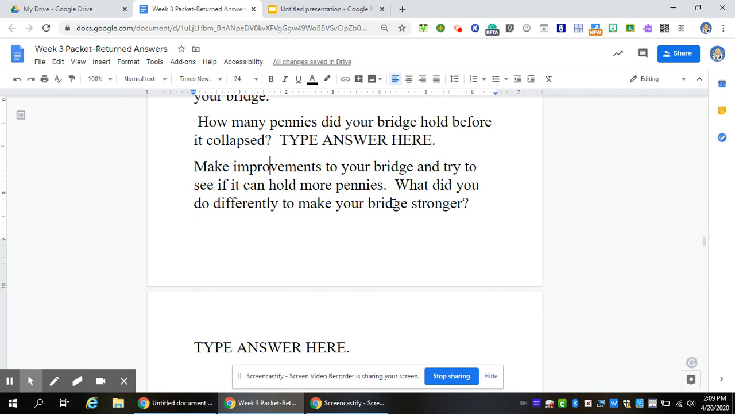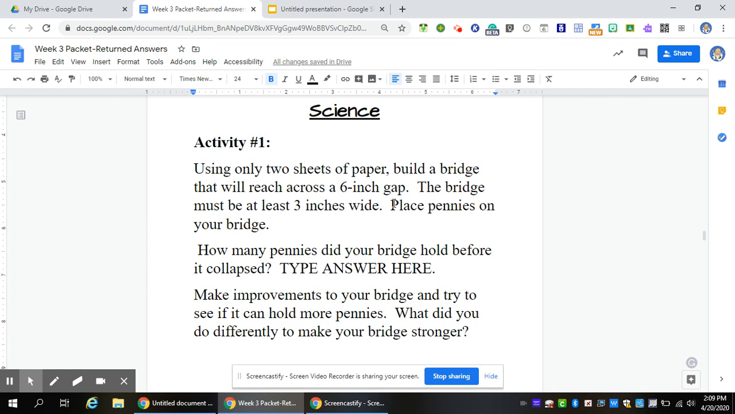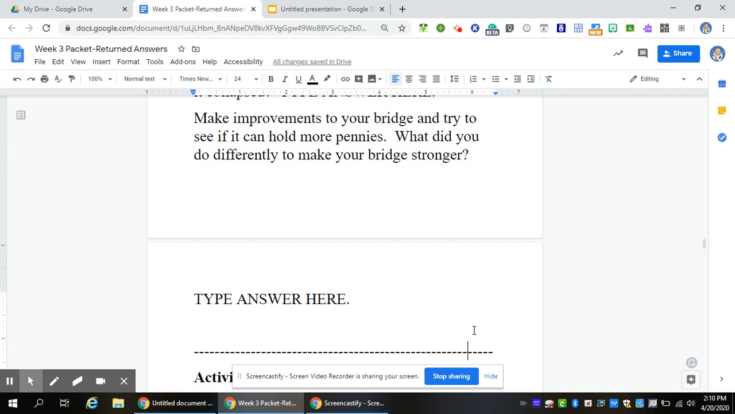In activity 1, they are going to be making a bridge. They're going to use 2 sheets of paper, and they want it to go at least 6 inches. The bridge must also be at least 3 inches wide. They need to place pennies on the bridge. We want to figure out how many pennies they can place on the bridge before it collapses. They'll type their answer. They can make improvements so that the bridge can try to hold more pennies. Then they need to share with me what they did to make their bridge stronger and how many more pennies they were able to hold.